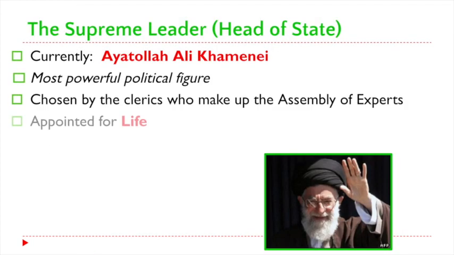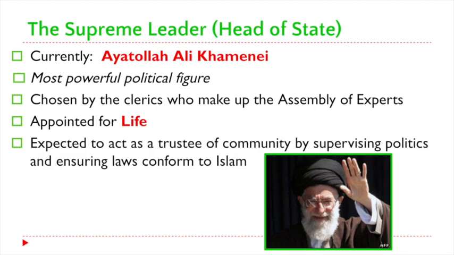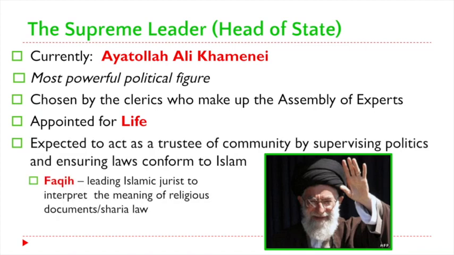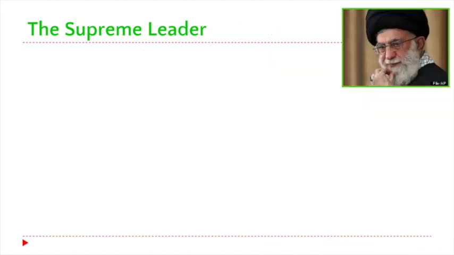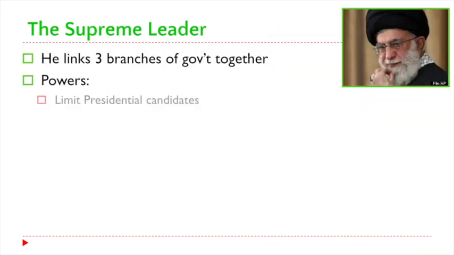Now, they only choose the supreme leader when the supreme leader dies. But they can theoretically remove the supreme leader if the supreme leader was seen as unfit to be in that position, which has never happened. We've only had 2 supreme leaders in Iran. Now, the supreme leader's goal is to basically be the top interpreter of Islamic law, of Sharia law. So they're the one that gets to interpret things at its highest.